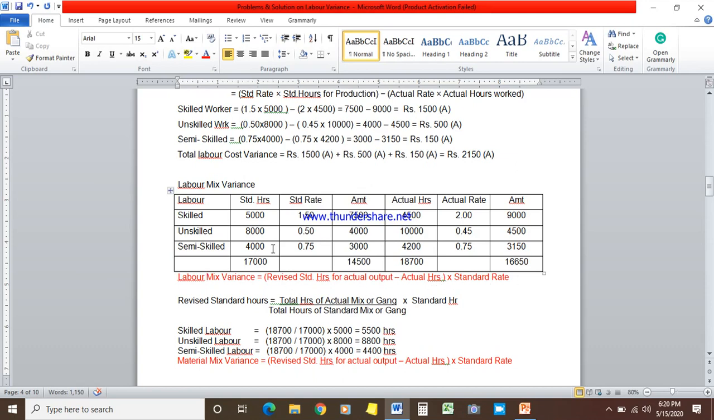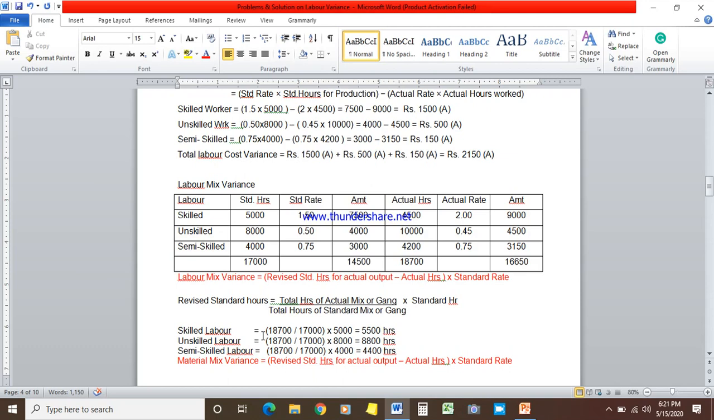So in this case if you observe, what are the standard hours? The total standard hours put in by all the three workers is 17,000, and the actual hours put in by all the three workers is 18,700. So whenever you find there is a difference in the total standard hours and the actual hours, then we need to go for calculating what is known as the revised standard hours. The revised standard hours is calculated by using this formula: total hours of actual mix divided by total hours of standard mix, multiplied by standard hours of each category.